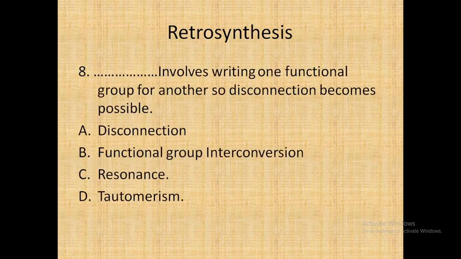Next question. Dash dash involves writing one functional group for another, so that disconnection becomes possible. So what's that process? Is it A, disconnection, B, functional group interconversion, C, resonance, or tautomerism? So the correct option is functional group interconversion. Remember, this is a very important thing, functional group interconversion.